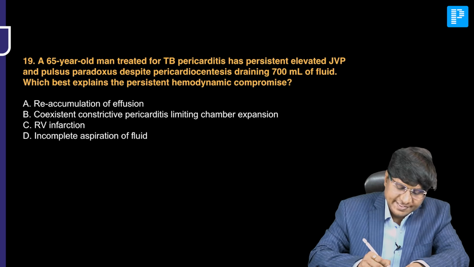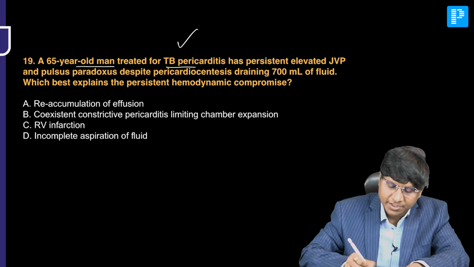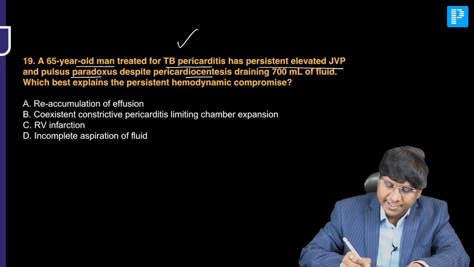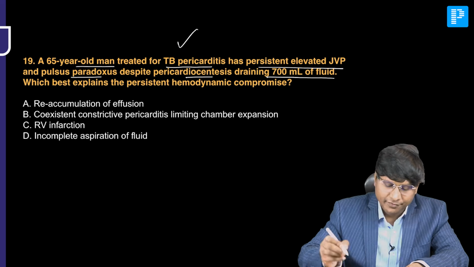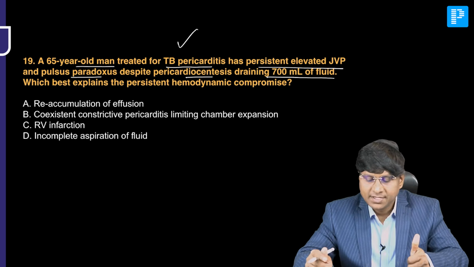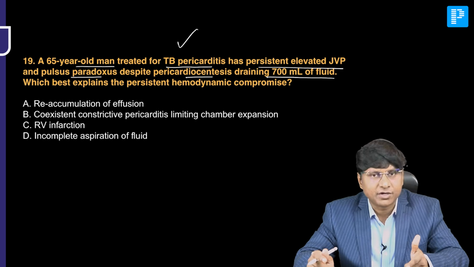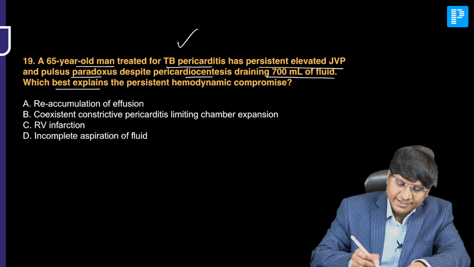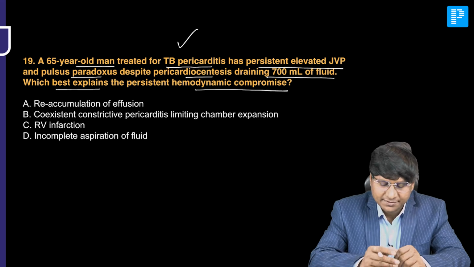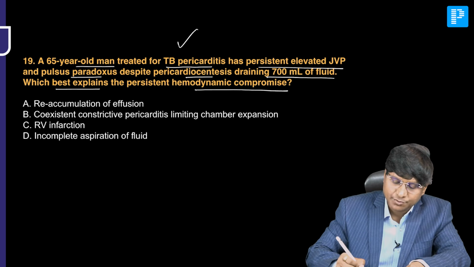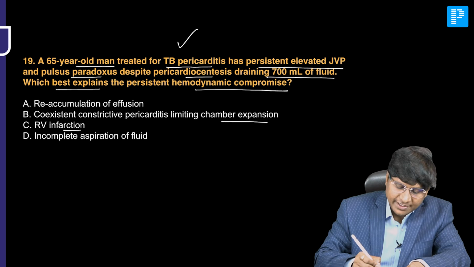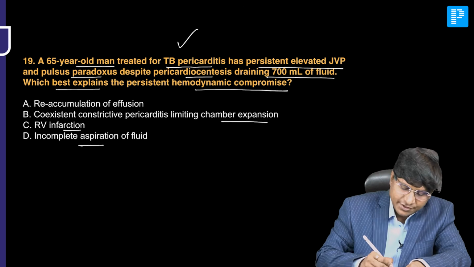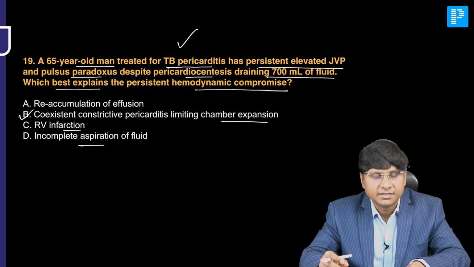Next question. A 65-year-old man treated for tubercular pericarditis has persistent elevated JVP and pulsus paradoxus despite pericardiocentesis draining 700 ml of fluid. Which best explains the persistent hemodynamic compromise in this patient? Reaccumulation of the effusion, coexistent constrictive pericarditis limiting cardiac expansion, right ventricular infarction, or incomplete aspiration of the fluid. So the answer in this question is coexistent constrictive pericarditis limiting cardiac expansion.